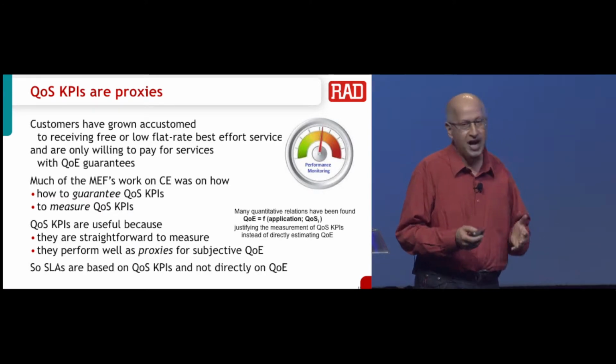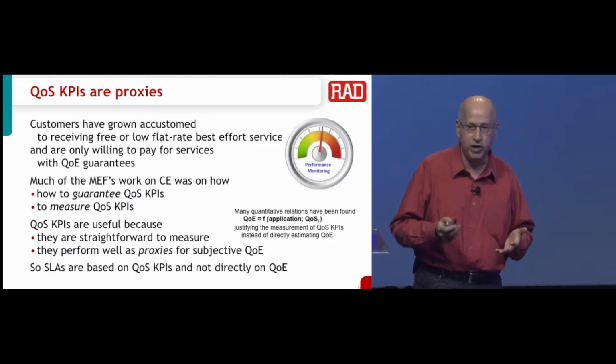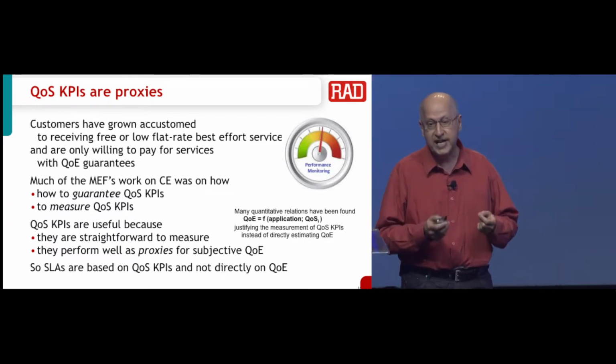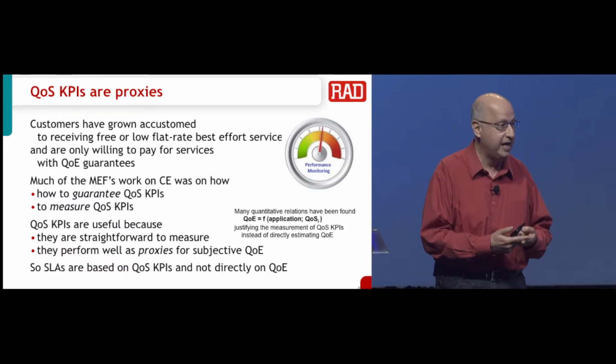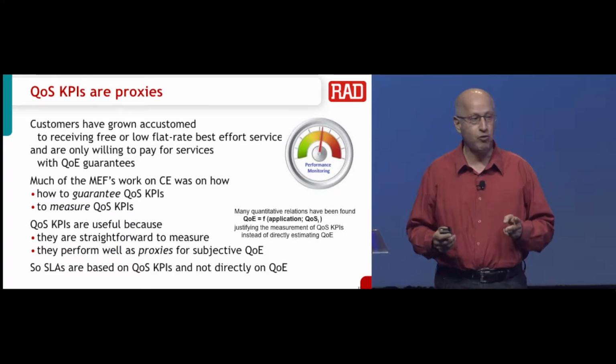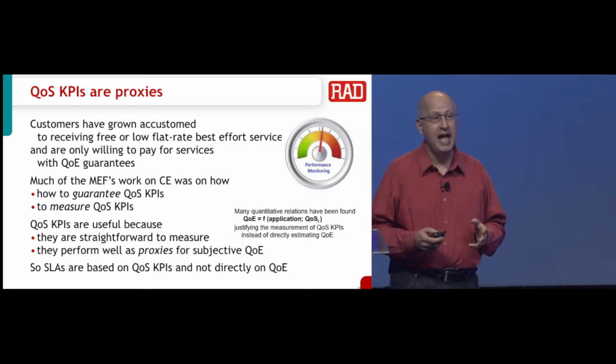Now, some of the work I did over many years, and a lot of people in academia have been doing, is to prove that that is correct. In other words, that the QoE is a function of the application and certain QoS parameters like delay and bandwidth and packet loss and things of that sort. And that worked pretty well.